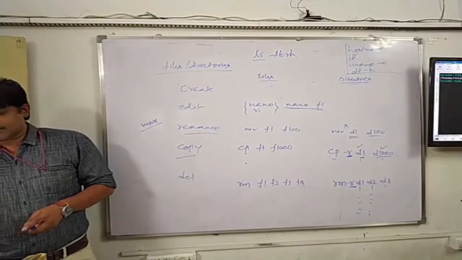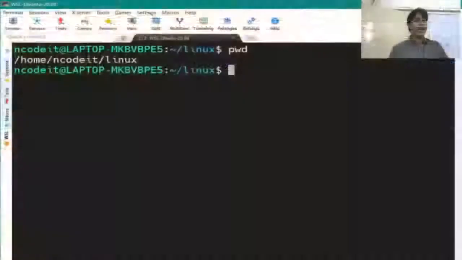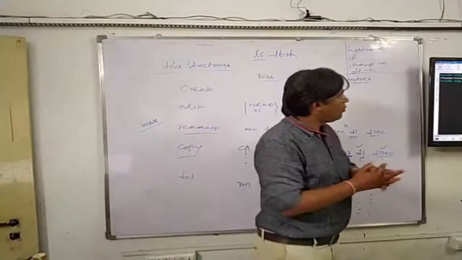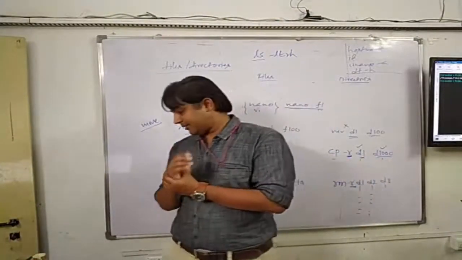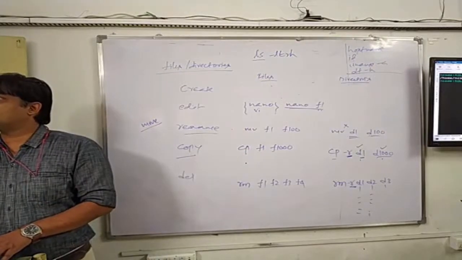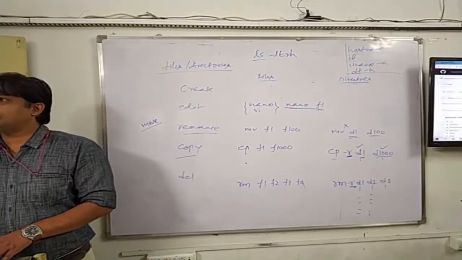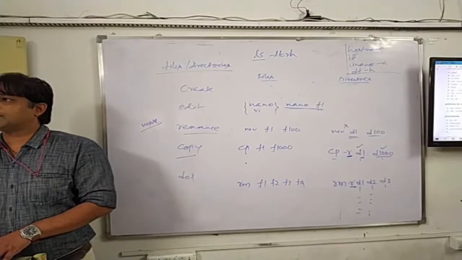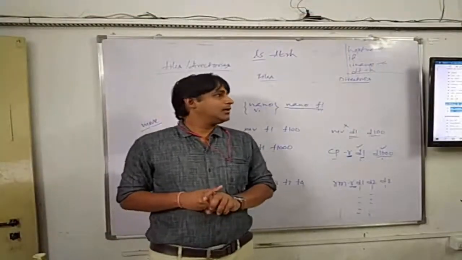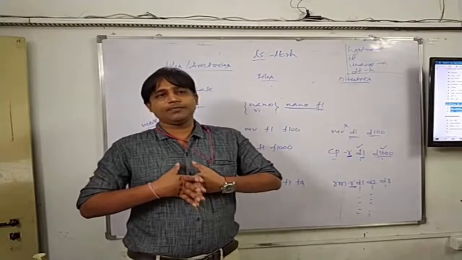Let's move on to the next section, category, archives and compress. Let's compare it with Windows. What's an archive versus what's a compress? I'm looking at the list of commands. I'm following the same set of commands here. Archives and compress. What's an archive? Forget the compress part. Look at an archive. What's an archive?